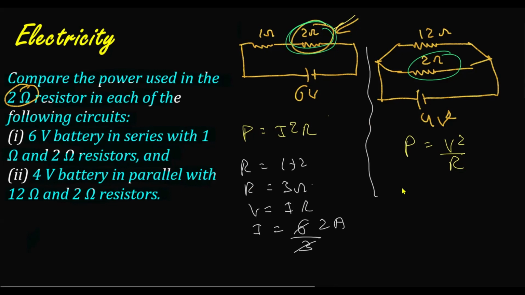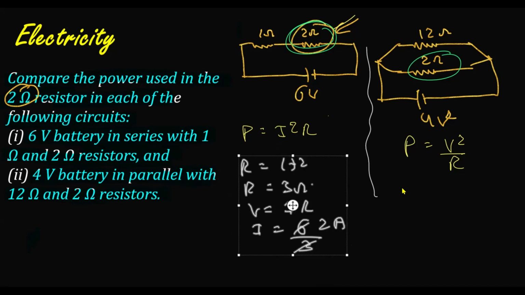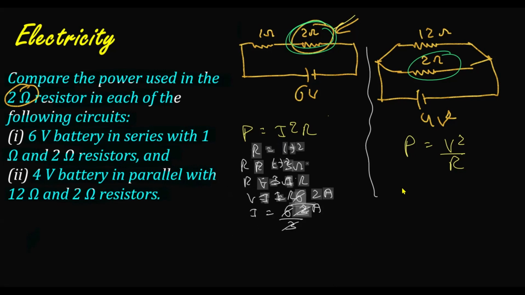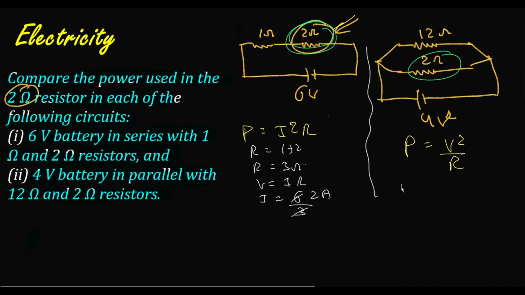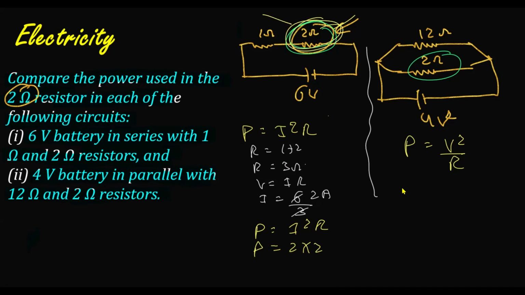So once we have got the current here, now I can apply this relation, P is equal to I square R. Now something important to know, that I is 2, so it's 2 into 2, but the resistance is only for here, right, at this point. So that's why I'm multiplying with 2 ohm. So that comes out to be 8 watt.